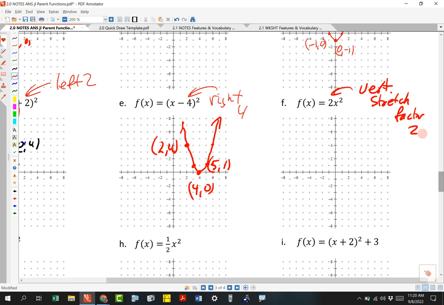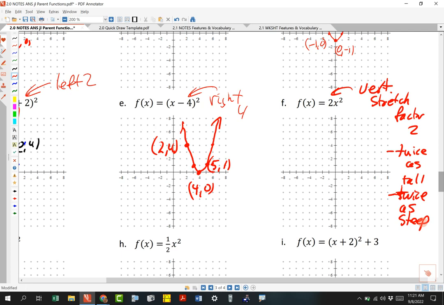So here's what this means. It's going to make it twice as tall. Another way to think of it is, and I like this one because this is going to be really helpful down the road, twice as steep.